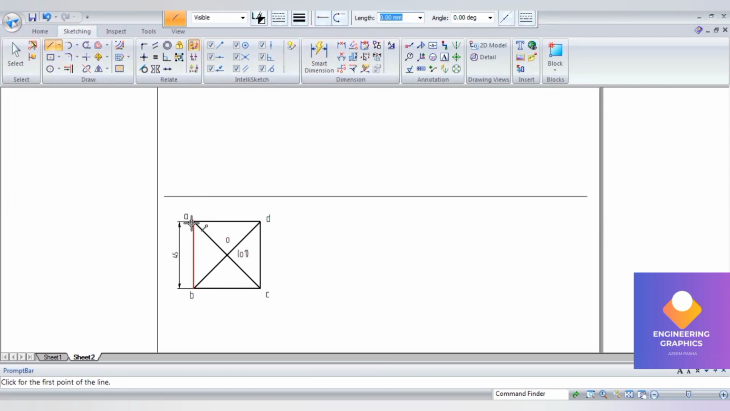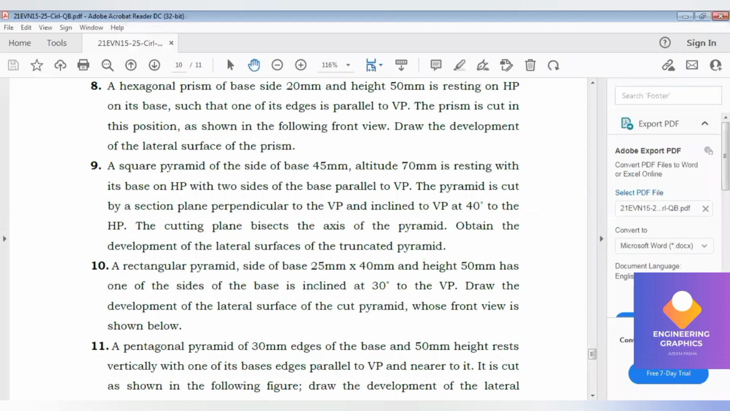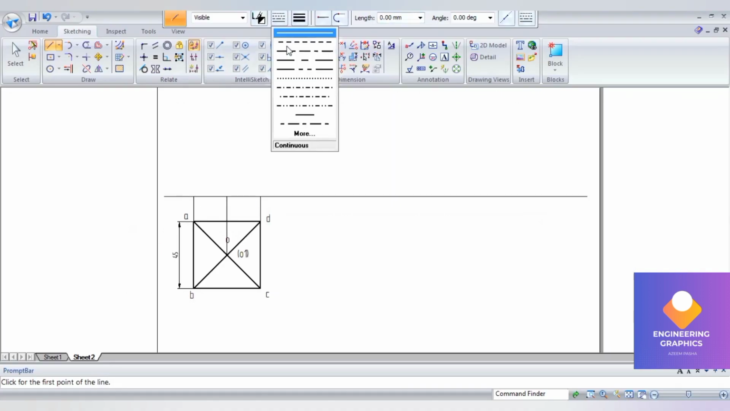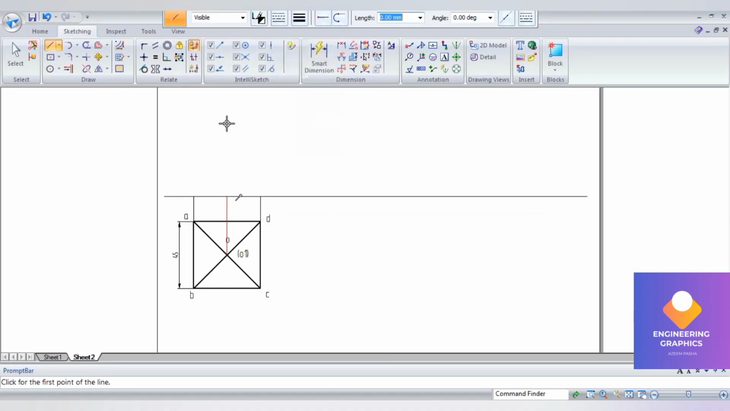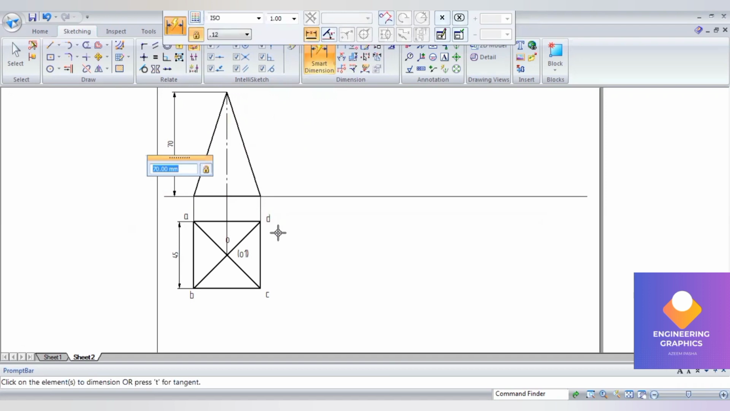Okay, draw the projection line upward to complete the front view. Here the axis length we should give, that is 70 mm. Here they mentioned altitude. Altitude means that is also the height. Give 70. The front view of the pyramid is a triangular face. So we're getting the triangular face here. Show the smart dimension.